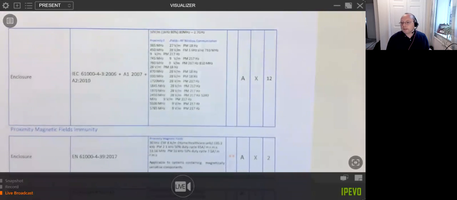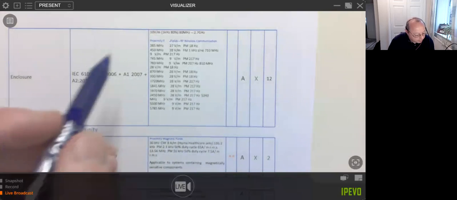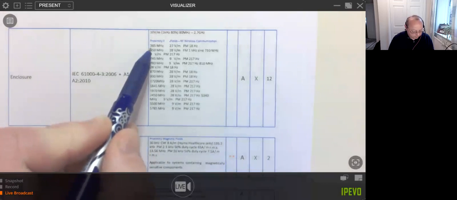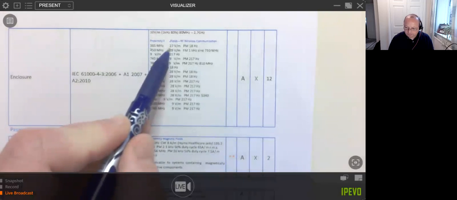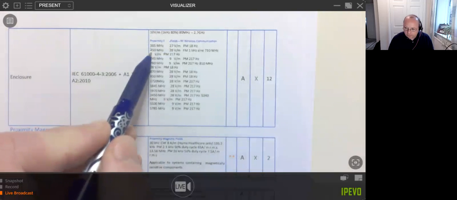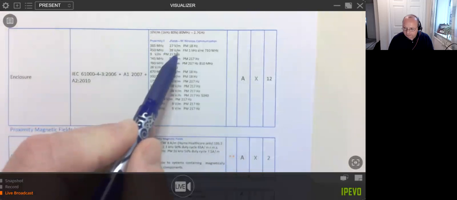Looks the same to me. They do have what's called spot frequencies. So it's 10 volts per meter, I think up to a gig. And then after a gig, they drop to, I think it might be 3 volts per meter. But they have what are called spot frequencies, where, like it says here, at 385 it's got to be able to handle 27 volts per meter, which is huge. At 450, it's got to be able to handle 28 volts per meter.